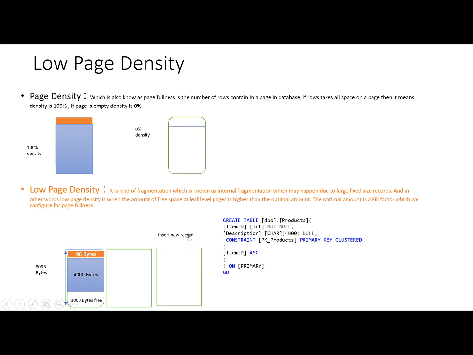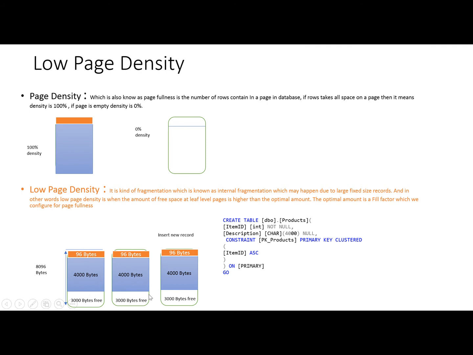If another record is inserted, this record is also 4000 bytes, which cannot fit into this page. So a new page will be created with these 4000 bytes, and there are again 3000 bytes free. Whenever we insert data on the leaf level of the index, there will be 3000 bytes of free space. This is known as low page density, because it creates free space on the page, and the page density is now low.